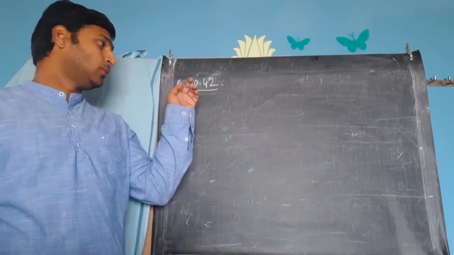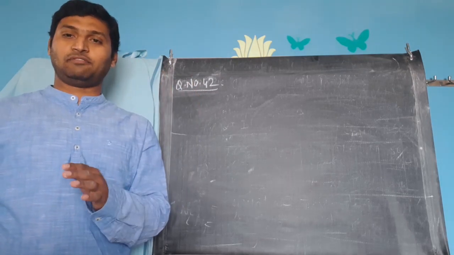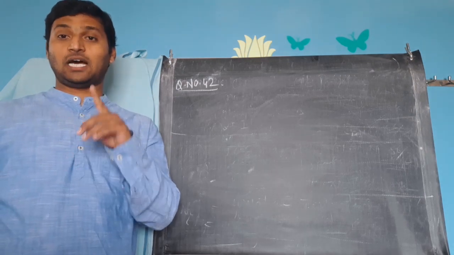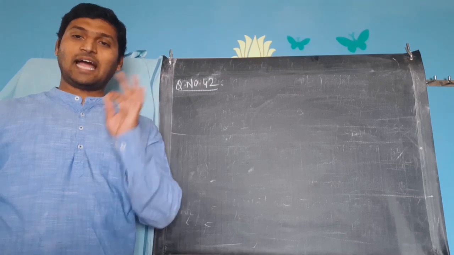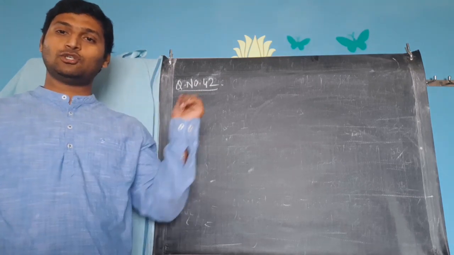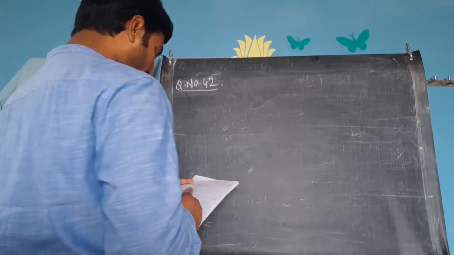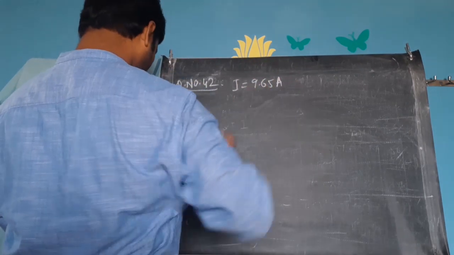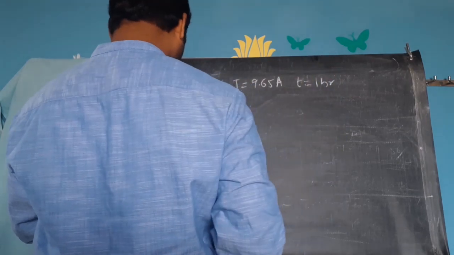Now I am switching to question number 42. I am skipping question number 41 because it is an exactly similar model, based on the concept of electroplating of silver. We have solved the exact similar model in Entrance Corner 3.8 of EPL. So let us switch directly to question number 42. In question number 42, the current is 9.65 ampere, and the time duration is 1 hour.